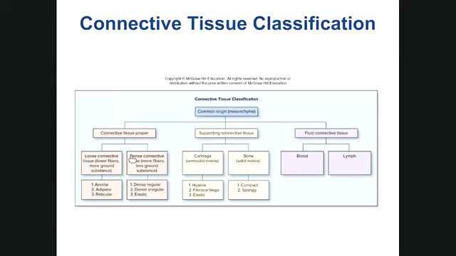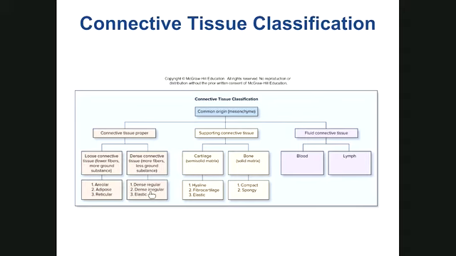The loose connective tissue contains fewer fibers and more ground substance, and the dense connective tissue contains more fibers and less ground substance. The loose connective tissue is divided into areolar, adipose, and reticular. And the dense connective tissue is divided into dense regular, dense irregular, and elastic tissue.